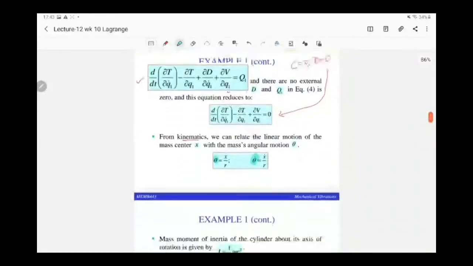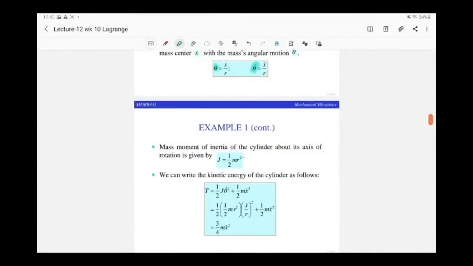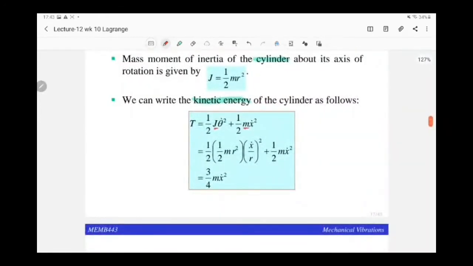When you want to write your kinetic energy, remember the cylinder has two parts: you have it in terms of J as well as in terms of M. The kinetic energy for the J, because this thing is rotating, is half J theta dot squared, and in terms of M it is half m x dot squared. So you're done with the kinetic energy. Then you just rearrange the terms.